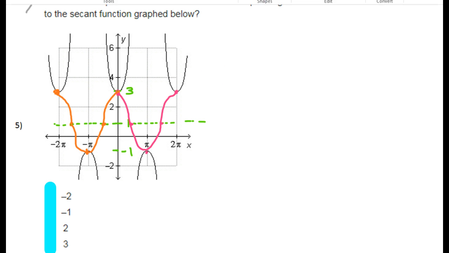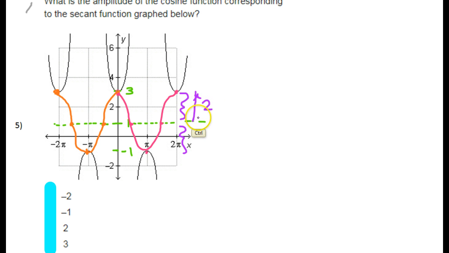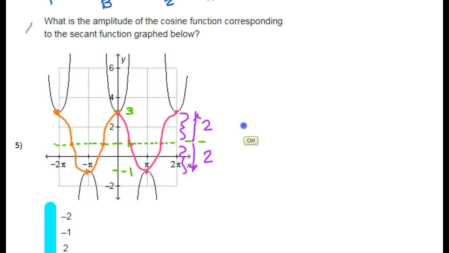Okay, so the only question is, what's the amplitude? So remember, the amplitude is how far it rises above and below the midline. Okay, so this goes up 2 and down 2. Alright, so that tells me that the amplitude is 2.